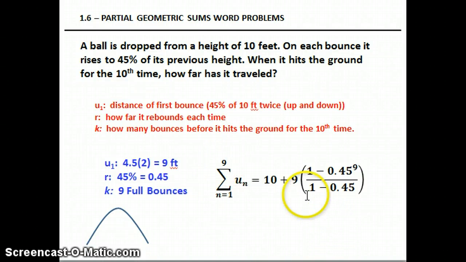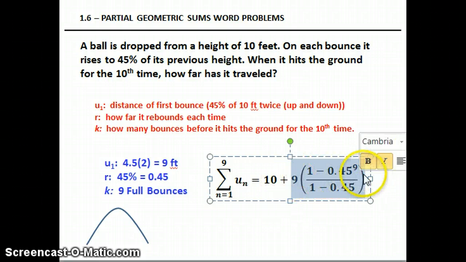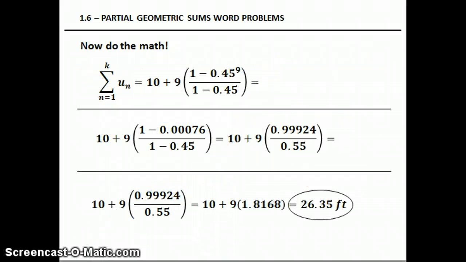We're going to do the same thing. We have our first initial bounce right here, or our drop, and we have the sum of all of the 9 bounces right here. We put in our r, which is 0.45 to the 9th power. That's going to be an interesting number. And then here we have simple subtraction. Now, once you get it in this form, all that's left is to just do the math.